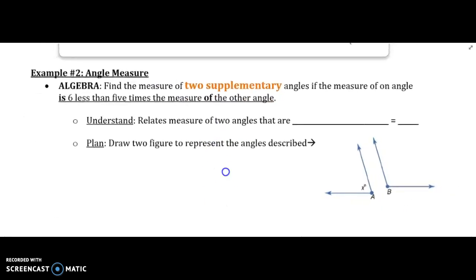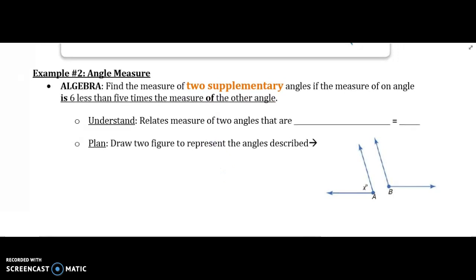So now we're going to do two supplementary angles with some algebra here. So it says find the measure of two supplementary angles if the measure of an angle is 6 less than 5 times the measure of the other angle. Okay, so first of all, this relates the measure of the two angles that are supplementary. It says in the problem that they're supplementary, which means they equal 180 degrees.